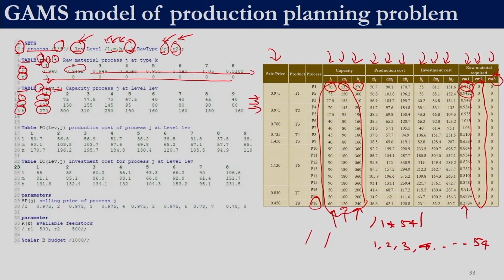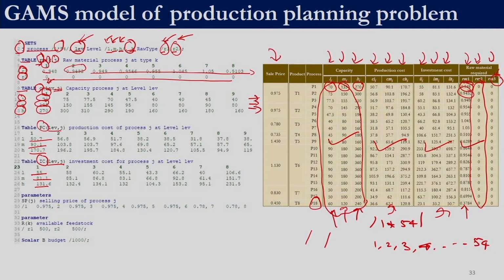So similarly we define 2 additional tables PC and IC. Their structure is similar to this capacity, right, LEV comma J, and we appropriately enter the production cost for the 3 levels and the investment cost for the 3 levels, right. So we have got this data, and these 2 raw materials. Raw material 3 we are not including because there is no constraint on it.